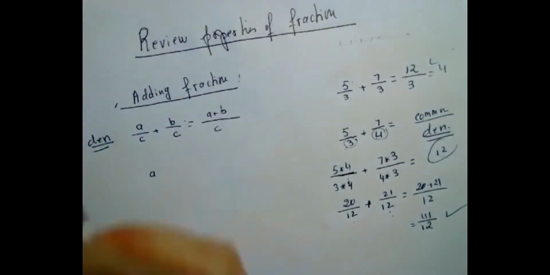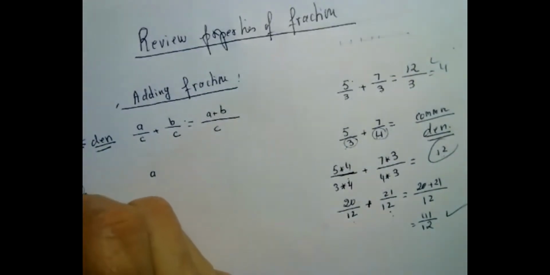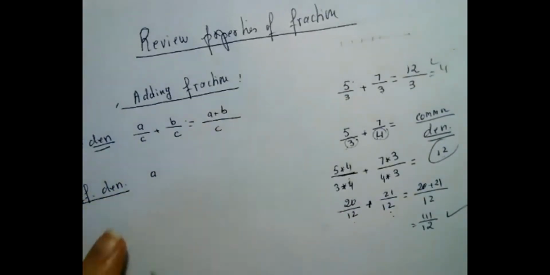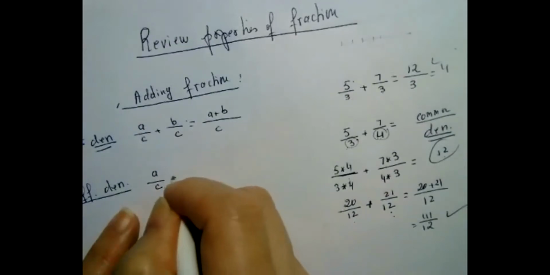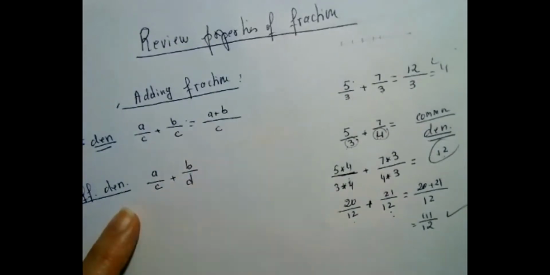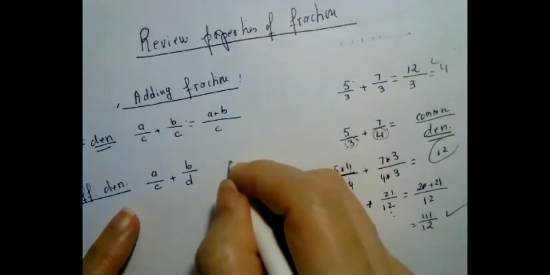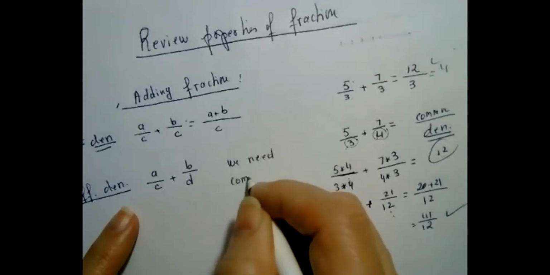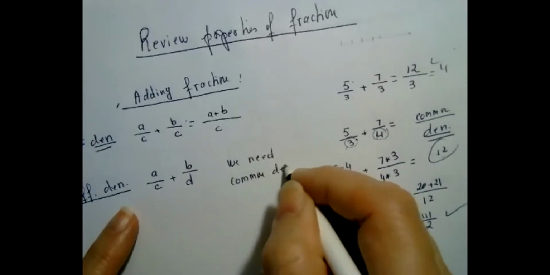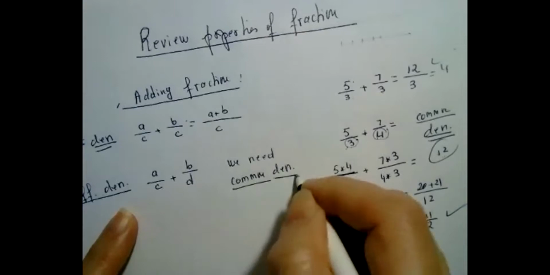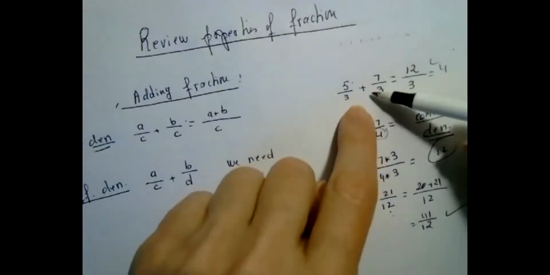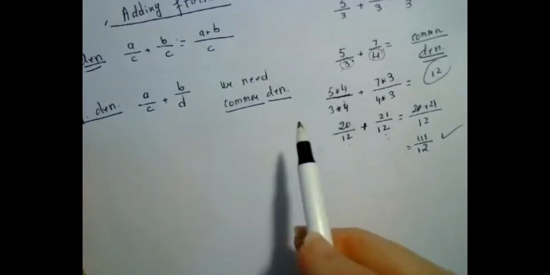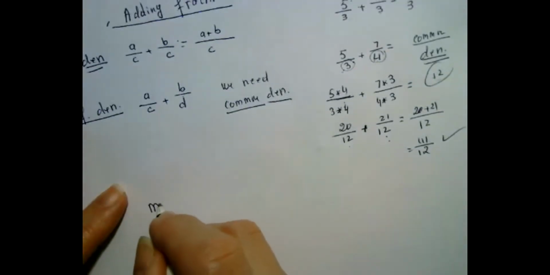Okay, so if we have two fractions and the denominator is different, then we need to find a common denominator. Common denominator, absolutely crucial, because we don't have the same size pieces. I cannot really add them. Okay. Now, part 3, multiplying fractions.